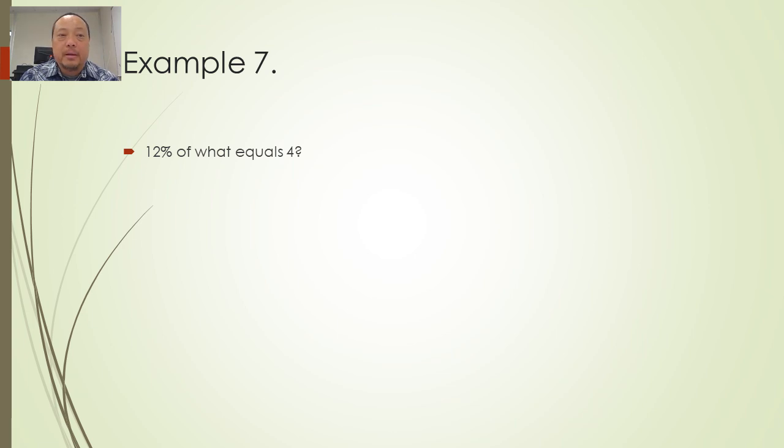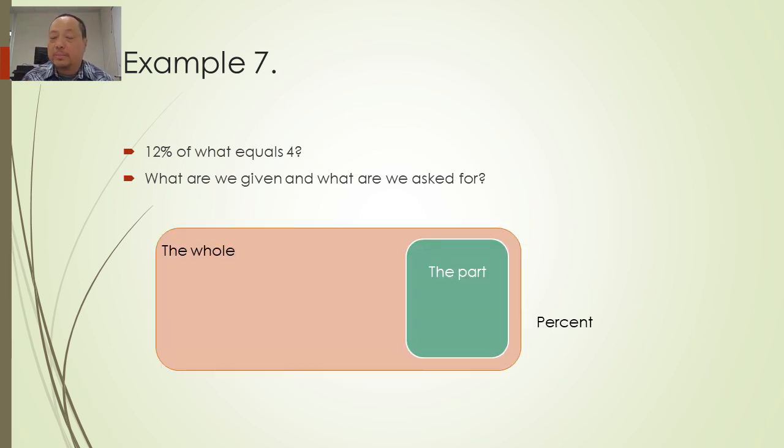Next example, 12% of what equals 4? Treat this question like all percent questions. Ask yourselves, what are we given and what are we asked for? Draw another diagram. There's some whole, there's some part, there's some percent. The percent is 12%, so we know that. What's the whole and what's the part? We're told that 12% is 12% of this word, what. So that means the whole is the what, meaning the question asks for the whole.